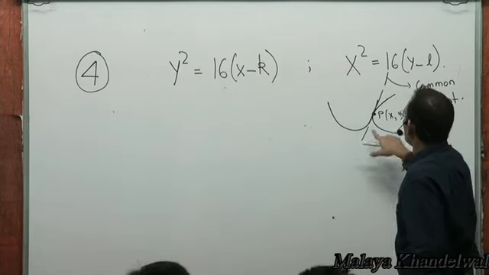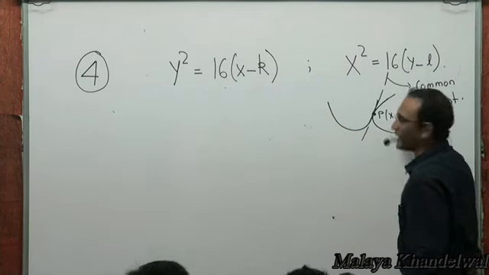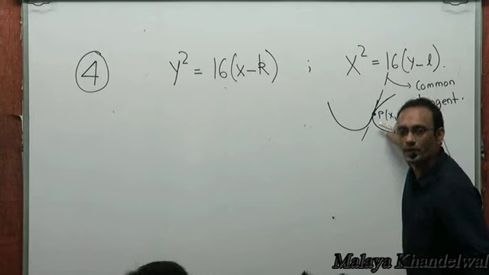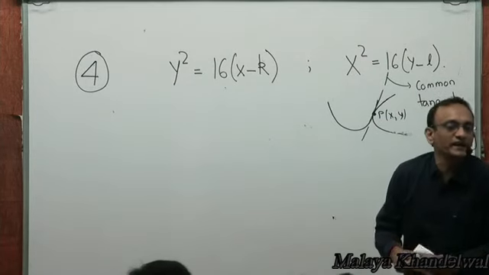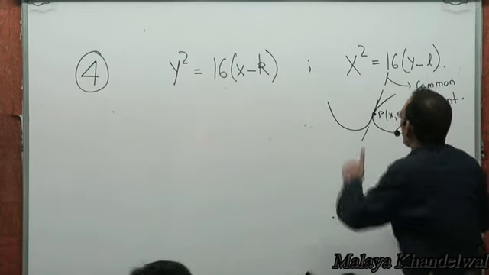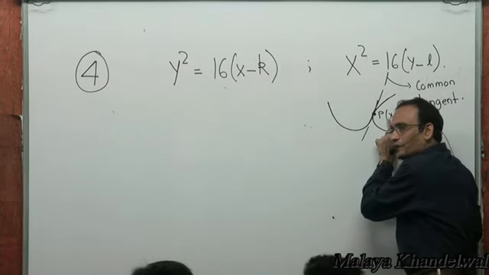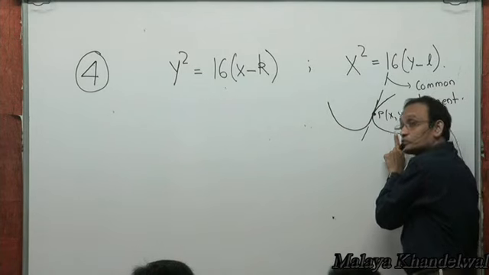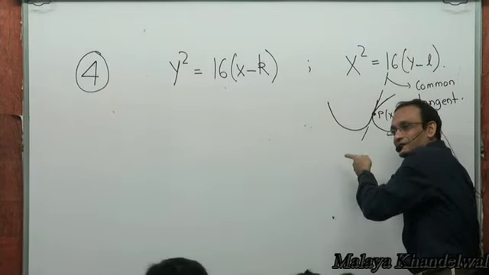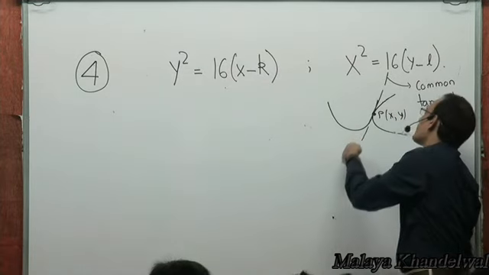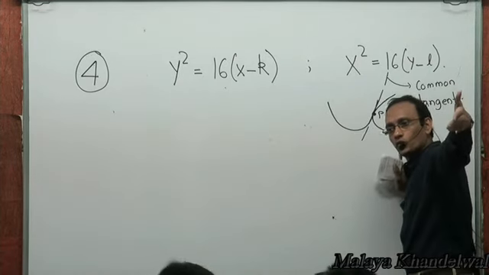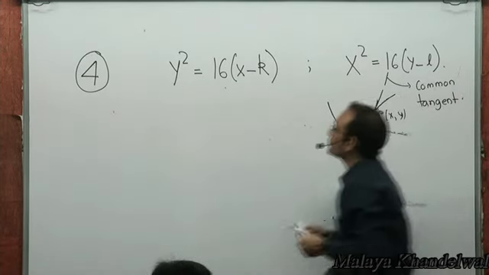That means dy dx for this parabola at x comma y must be equal to dy dx of this parabola at x comma y. Because dy dx at any xy represents what? Slope of the tangent at xy. So find the dy dx of this parabola at x comma y. Find the dy dx of this parabola at x comma y. And equate the two dy dx's. Because both the dy dx's will represent the slope of their common tangents. Yes or no? Right? Okay.